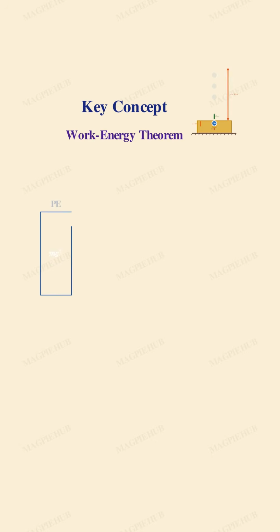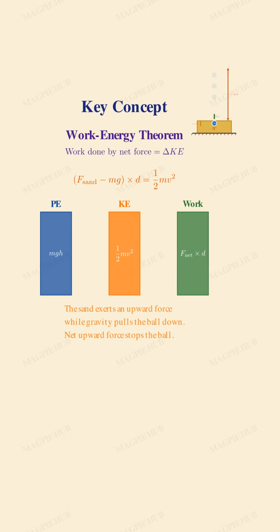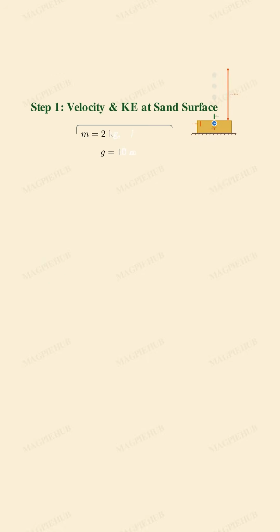The key concept here is the work energy theorem. When the ball falls from height h, its potential energy converts to kinetic energy at the sand surface. Then, as the ball penetrates the sand, the net upward force, which is the sand force minus gravity, does work to stop the ball. The work done by the net force equals the change in kinetic energy. So, (F sand minus mg) times the penetration depth d equals the kinetic energy at the surface, which is half mv squared.